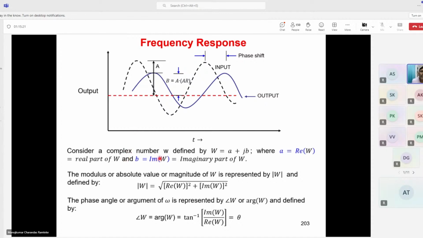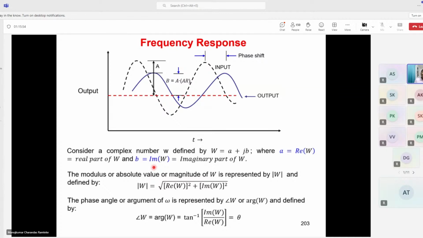Now let's look at the property. Remember, I said any complex function can be represented in terms of its magnitude and its phase angle. Let's take a complex function W, which is represented as A plus iB, where A is the real part and B is the imaginary part. So A is the real part of W, whereas B is nothing but the imaginary part of W, isn't it?